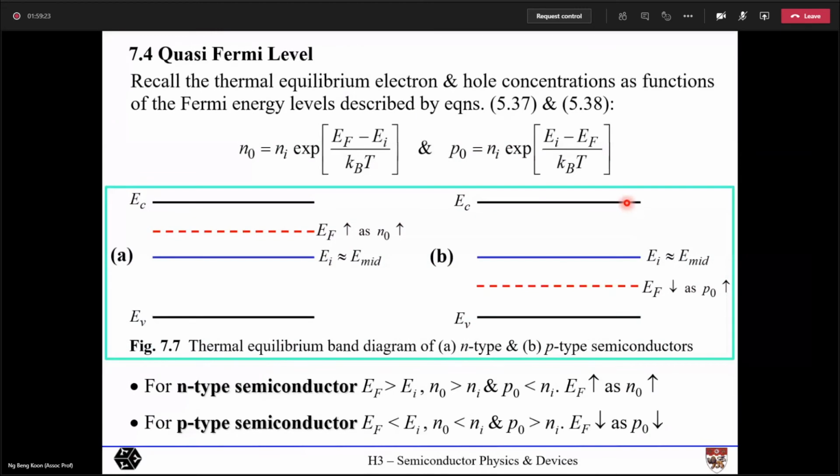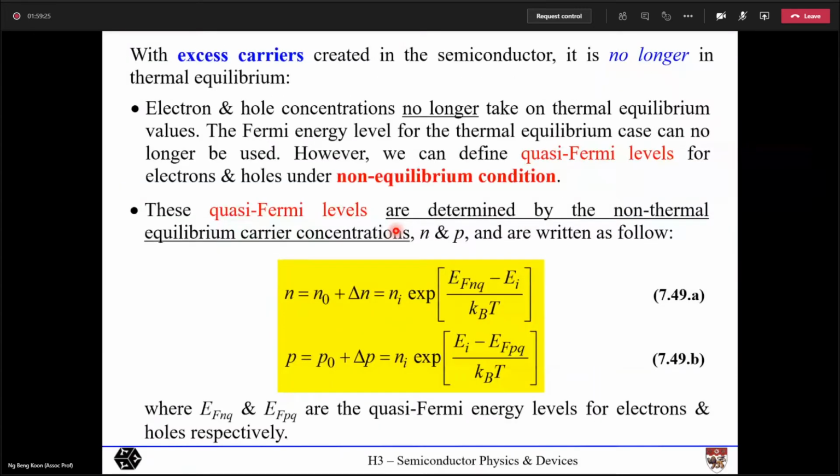So the bottom line here is that if you were to apply those equations to the non-equilibrium case, strictly speaking you shouldn't, because it's not an equilibrium condition anymore. But if you do apply them, then the resulting Fermi level that you get is what we call the quasi-Fermi level, which is used to represent the non-equilibrium concentration that you now have in the semiconductor. And this Fermi level will not be the same between the values that you determine from electrons and from holes.